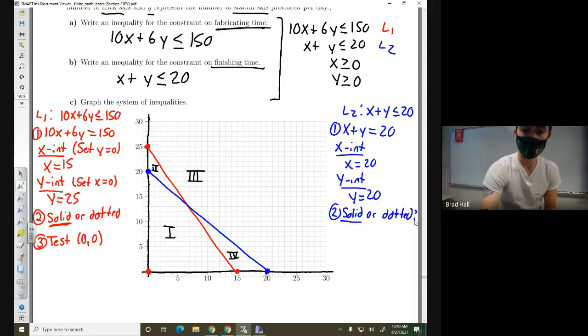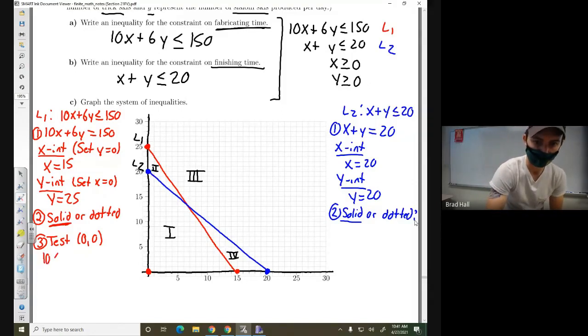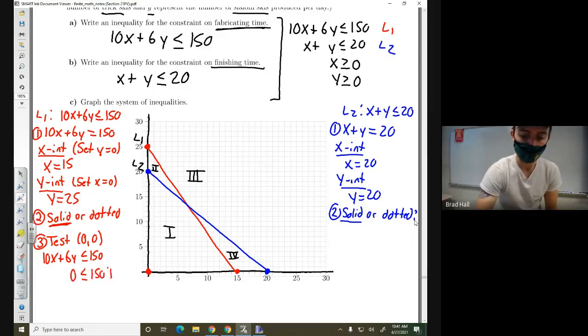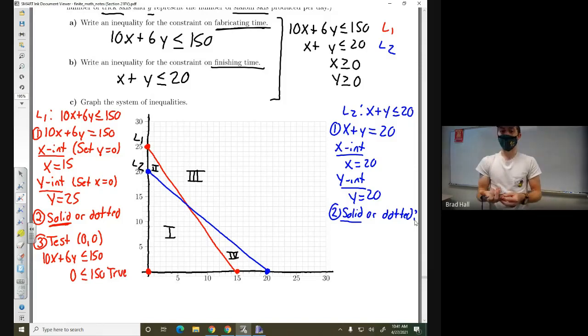Again, if you don't have colors, then it's good to say that L1 is the first line you drew and L2 is the second line that you drew to help distinguish which line is which. So we're testing the first line. This was 10x plus 6y is less than or equal to 150. You plug in zeros for x and y. You'll get that 0 is less than 150, which is a true statement. So you shade underneath the first line, or in this case, the red line.